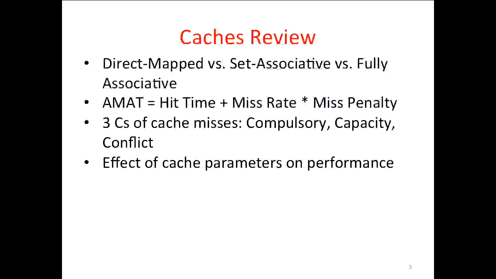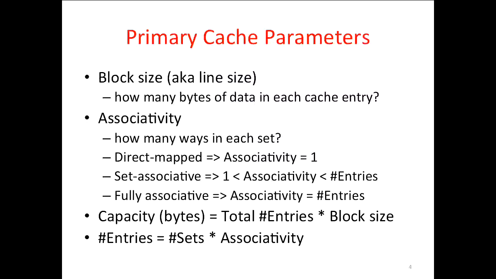Then we also started talking last time, at the end of the lecture, about the effect of cache parameters on performance. This time I want to go over in a bit more detail how these different cache parameters affect performance, and hopefully also review all the different cache organizations as we go. There are three primary cache parameters, important things you first need to know when talking about a cache.